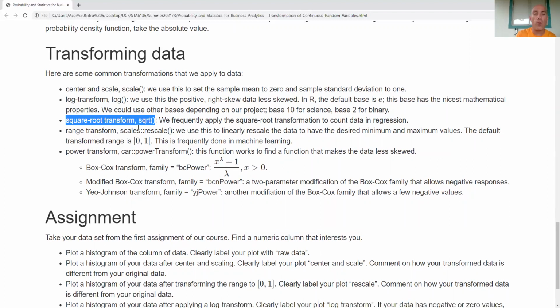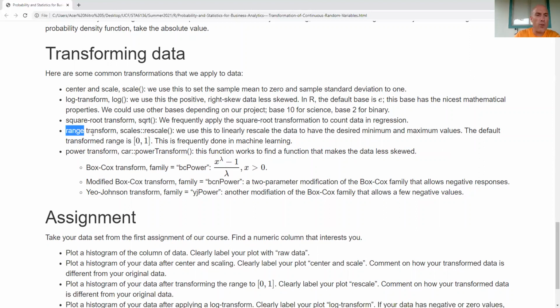Now, the square root transform is another one that we frequently use, and that is with the square root function, SQRT function. Here, this is frequently used when I have count data and I'm performing regression. So there's some theoretical results in regression that shows that we like to have certain properties going on. And square root transform on Poisson distributed data has closer to those properties than the regular data, the untransformed data.